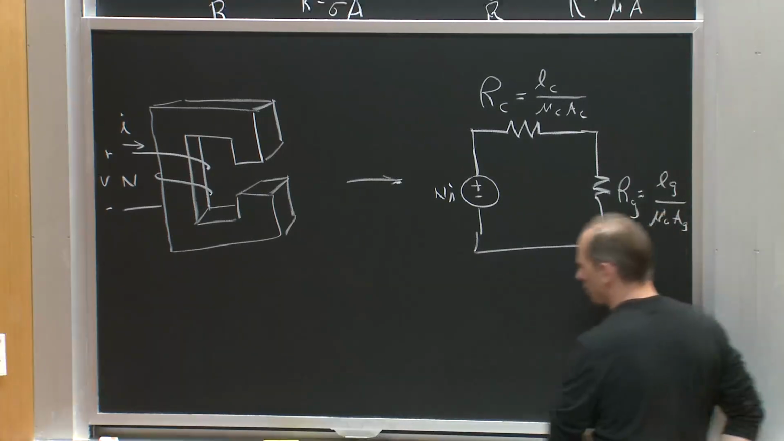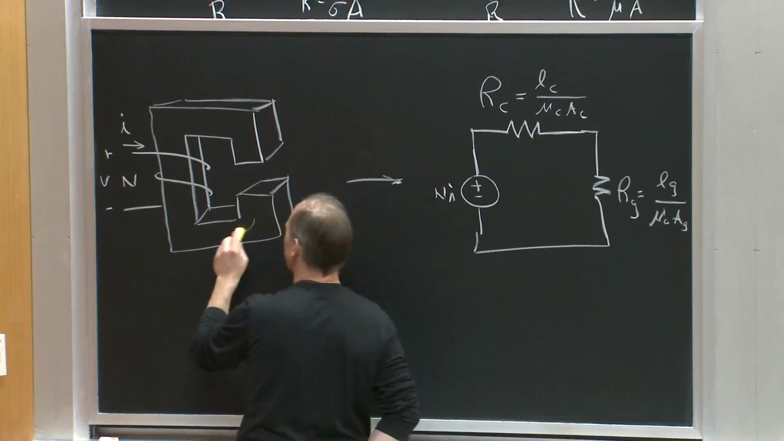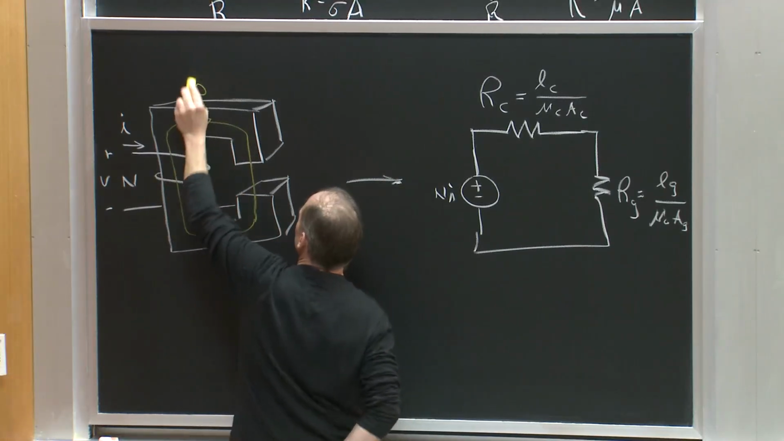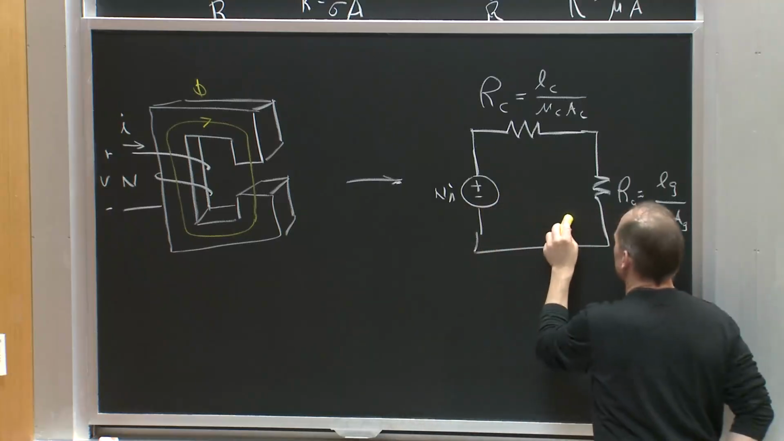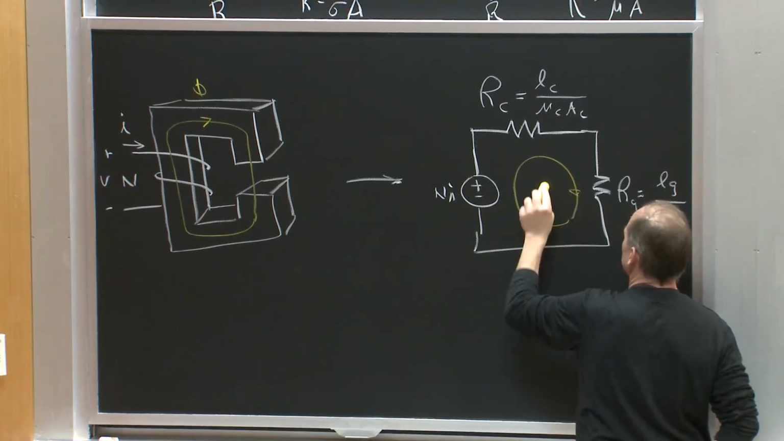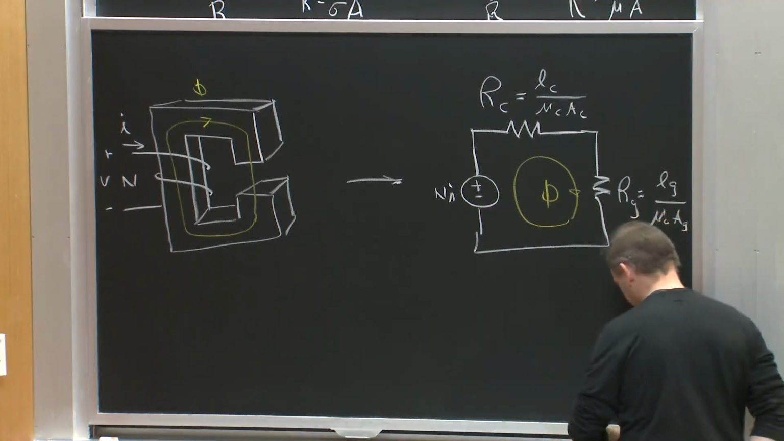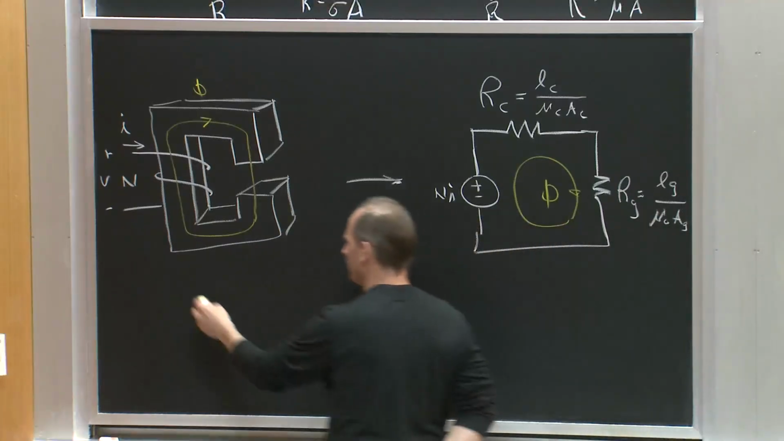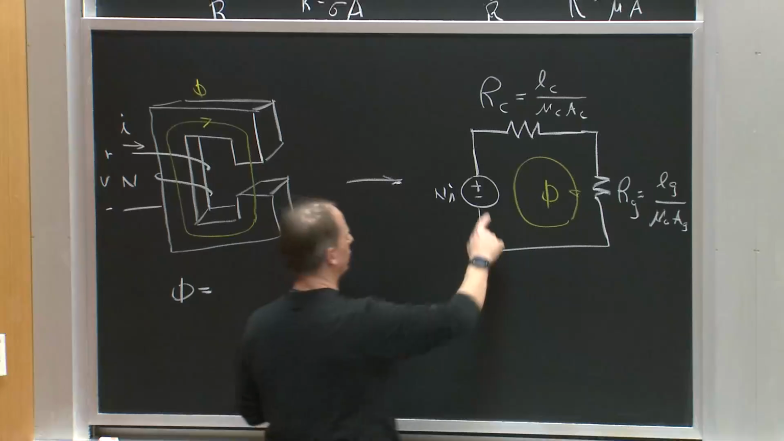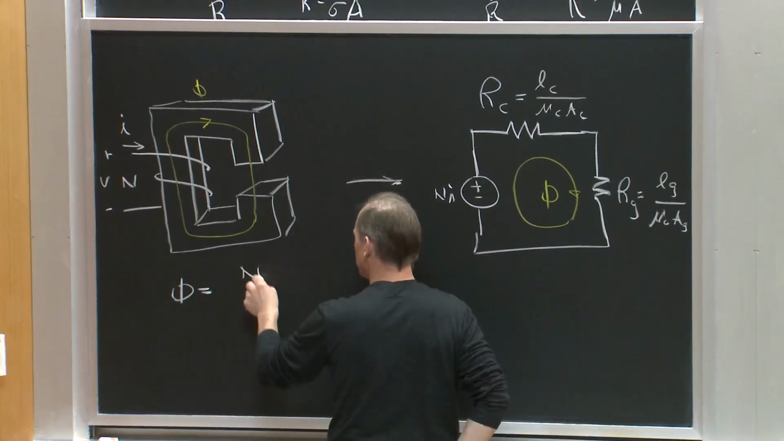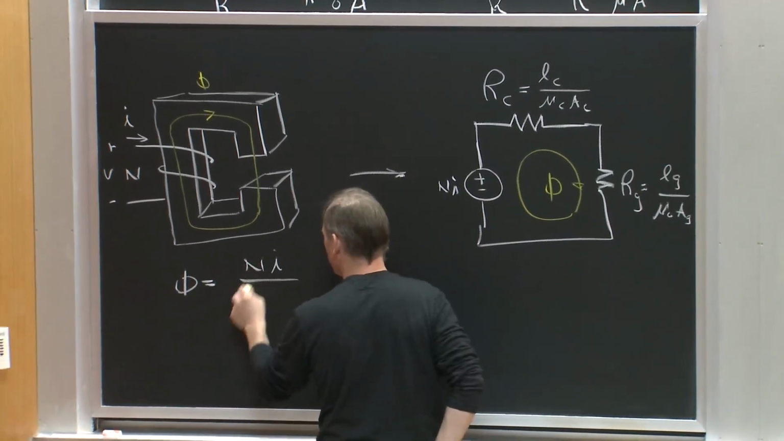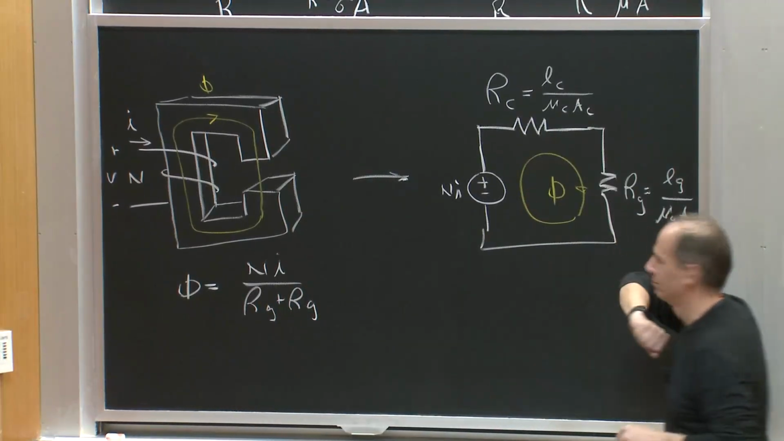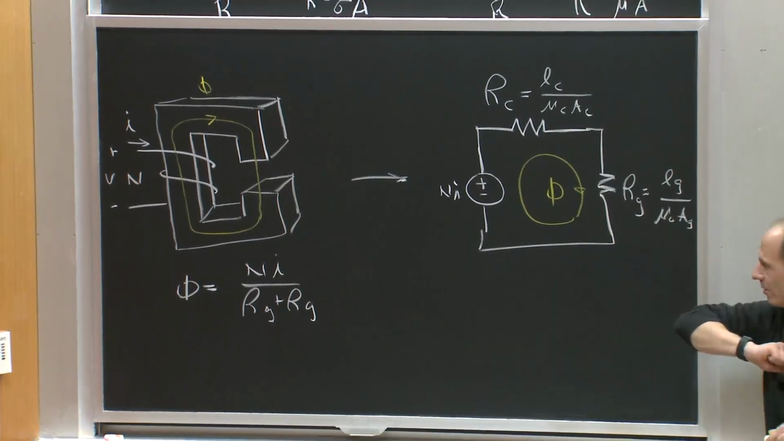And then I can calculate what the net flux traveling around this path is, and that would just be this flux, phi. So what could we say? Well, we can calculate phi. Phi is simply equal to Ni divided by the reluctance of the core plus the reluctance of the gap. It's a pretty simple resistive circuit there.